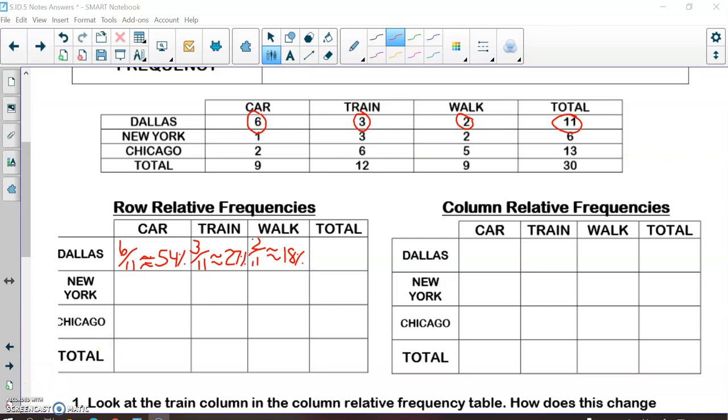With conditional relative frequencies, we don't necessarily do the total columns because we're only focused on the joint divided by the total in the rows. So the joint frequencies are just the middles. All right, so now we're going to work on the New York row. So I'm going to do 1 divided by the total in that row, which is 6. And that's about 17%.